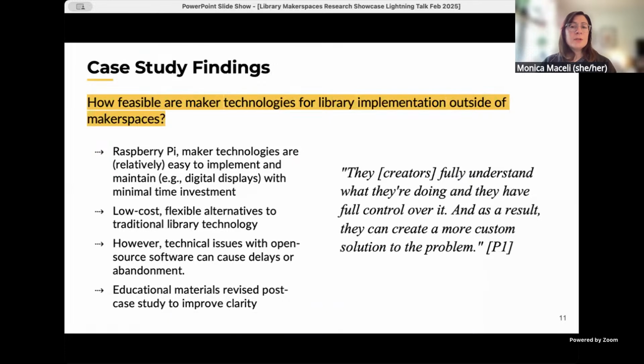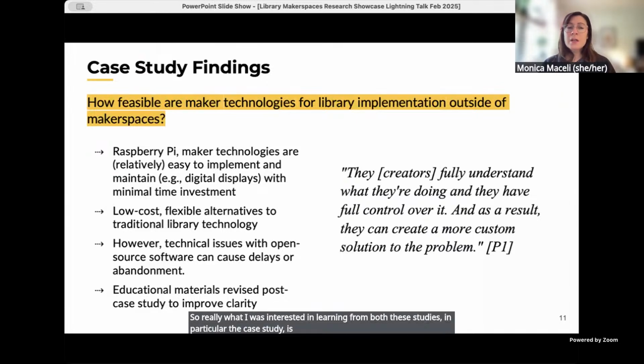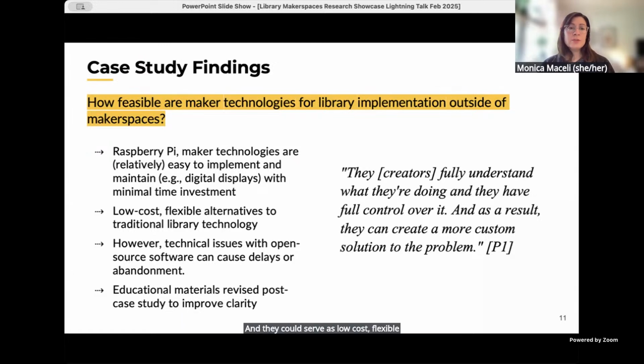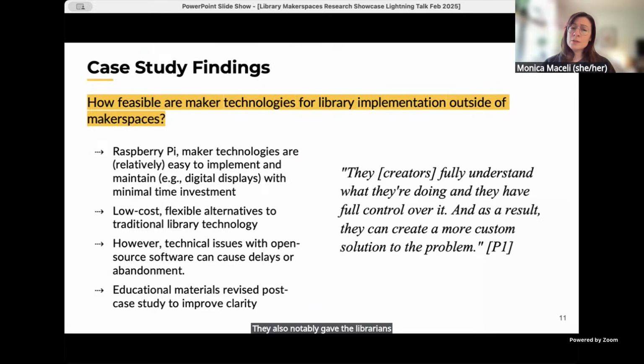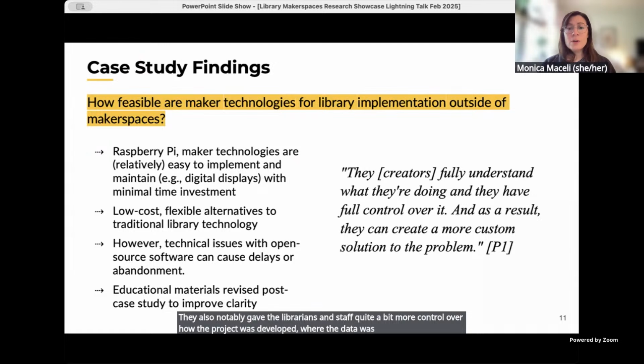So really what I was interested in learning from both these studies, in particular the case study, is just how feasible is the use of maker technologies in the library outside of the makerspace. And generally the findings were that the projects tended to be easy to implement initially, and they could serve as low-cost, flexible alternatives to traditional library technology. They also notably gave the librarians and staff quite a bit more control over how the project was developed, where the data was going, who was in control, and you can see that opinion mirrored in the quote from the case study participant on the right there.